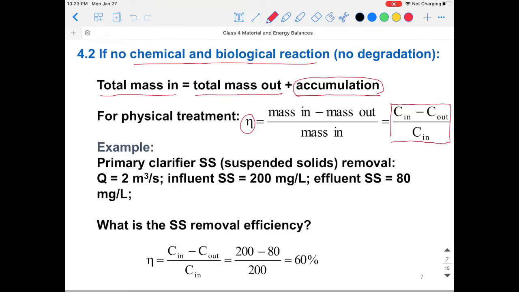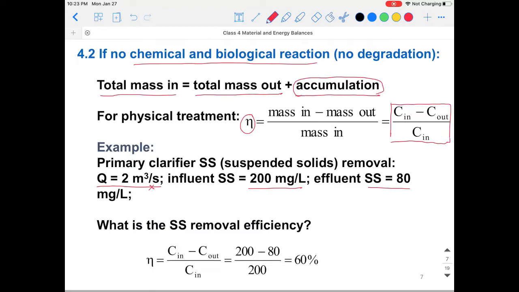Here we have a brief example. Let's say we have a primary clarifier for suspended solid removal. The total flow rate is 2 meters cubed per second, and you will realize later that this does not affect the results. The inflow of suspended solids is 200 milligrams per liter, and the effluent is 80 milligrams per liter. Since no reaction is taking place, the removal of the suspended solids is going to be 120 milligrams per liter.